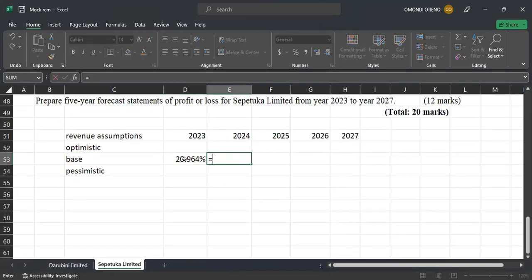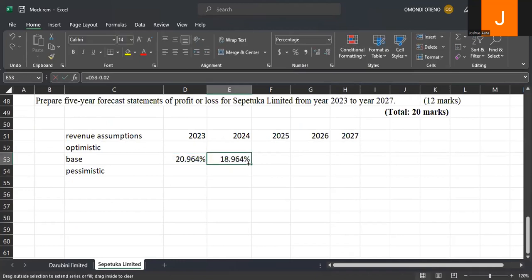So go there, you say equals, you pick that. 2% is the same as minus 0.02. Or you can put it 2% as Omondi is putting there. That's okay, that's okay. 0.02. Control enter. And then now you can copy that entire thing to the right. Great. Expand that a little bit.